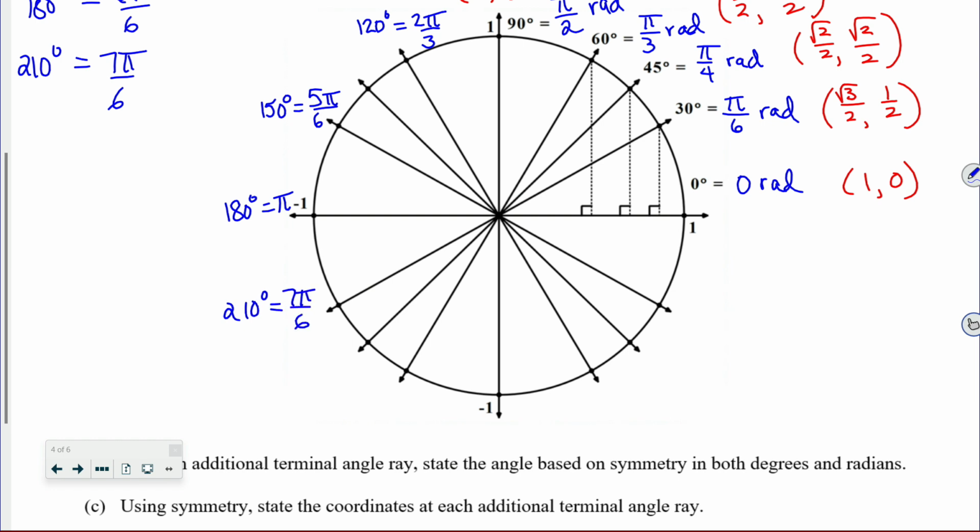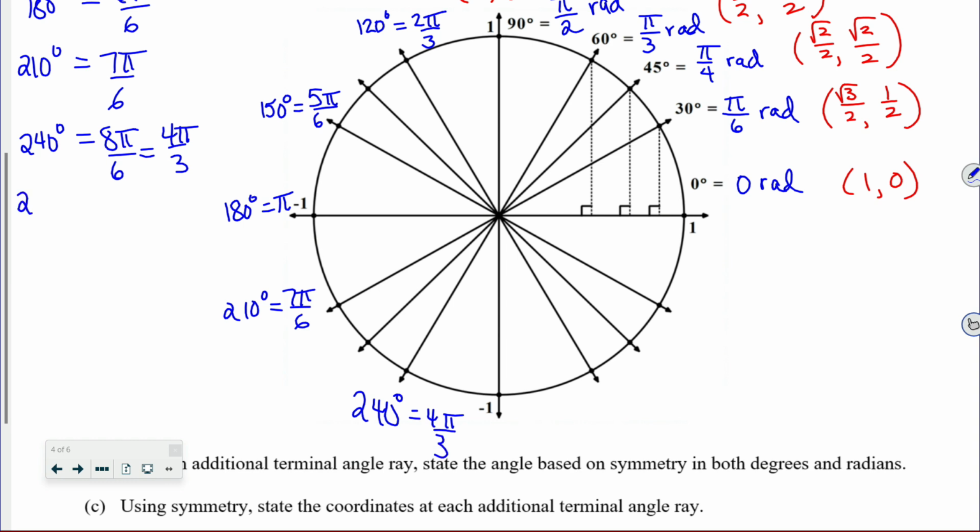Let's again jump a little bit further. And let's add another 30 degrees, and that's 240 degrees. And that's going to be 8 pi over 6, but that'll reduce to 4 pi over 3. And that's going to be right here. 240 degrees. Whoops, I hate it when I do that. 240 degrees, and that's going to be 4 pi over 3.